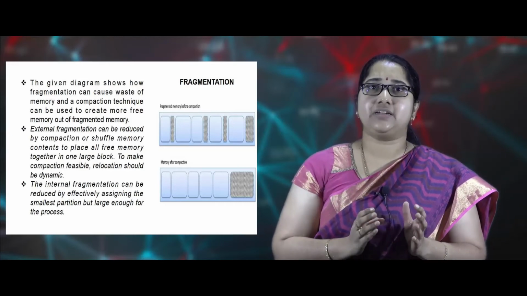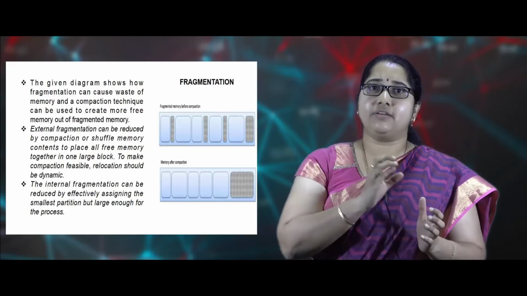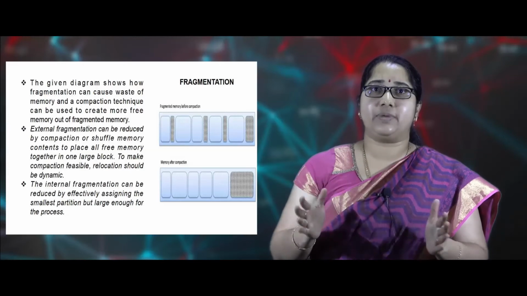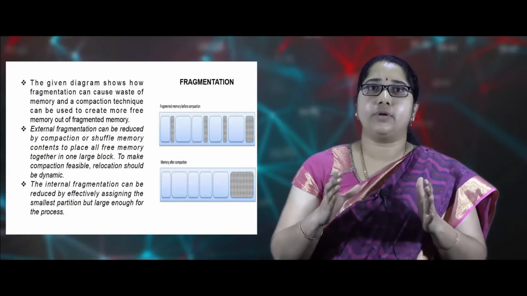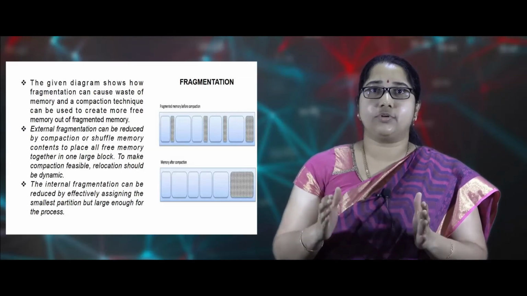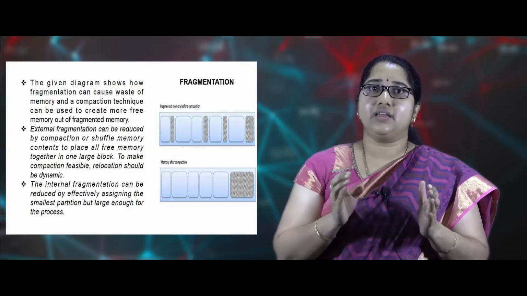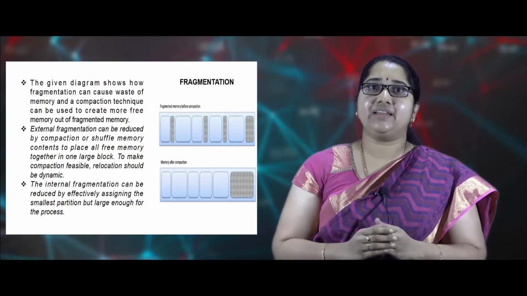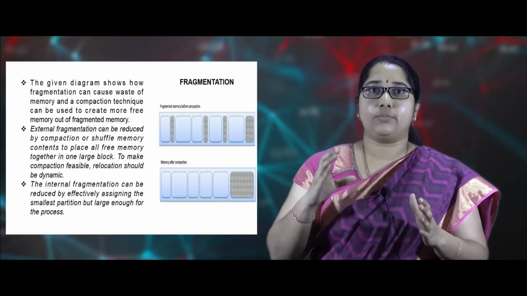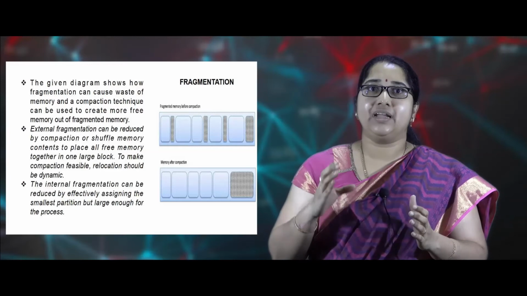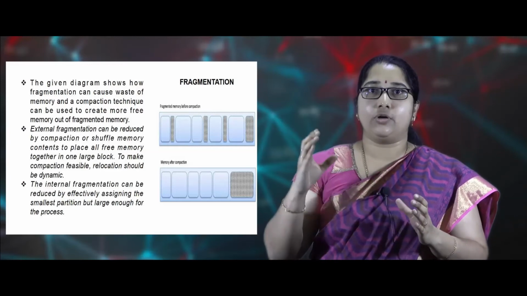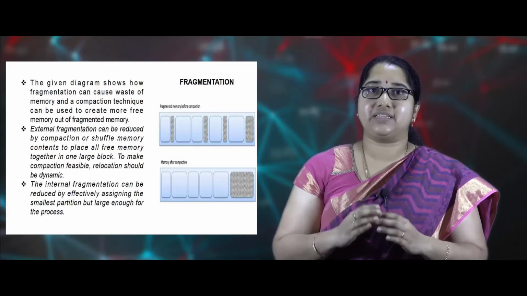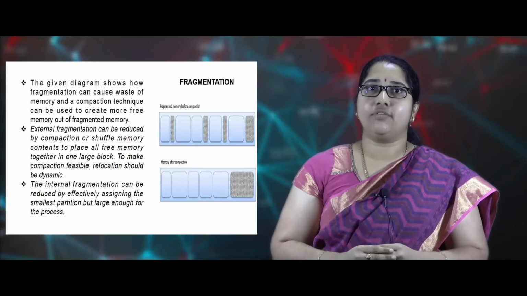In case of external fragmentation, what we do is we combine all the free spaces. All the free memory space is combined together to form a single block. This is used for memory allocation. This process has to be dynamic in order to make compaction work. In case of internal fragmentation, the block size has to be kept small. It is kept so small that only one process can be allocated at a time. As a result, no memory wastage occurs. This is how we can solve fragmentation.